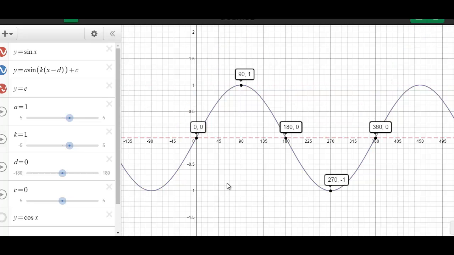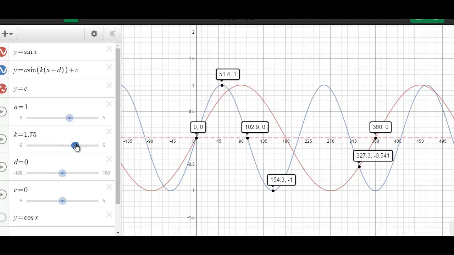A trickier one to compute is to figure out how long one cycle lasts, or the period. Right now, our period for a standard parabola that hasn't been transformed is 360 degrees. Let's move our k value from 1 to 2. We already saw that this will horizontally compress our curve.